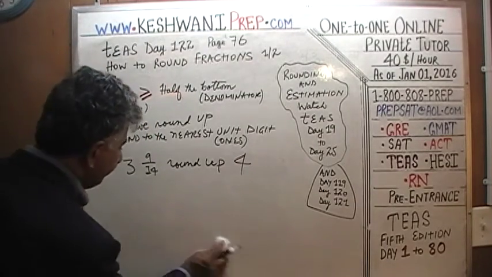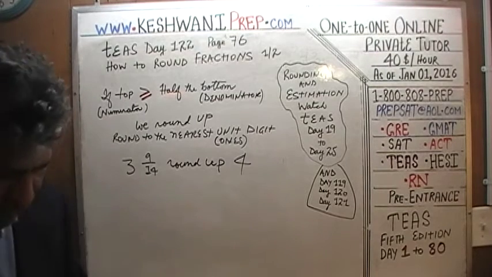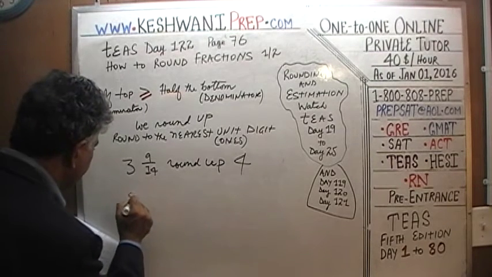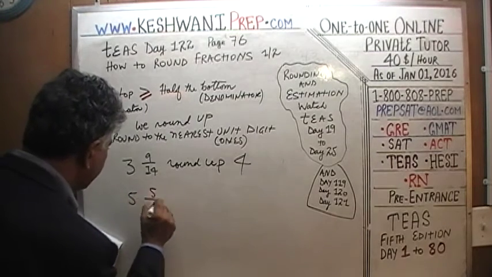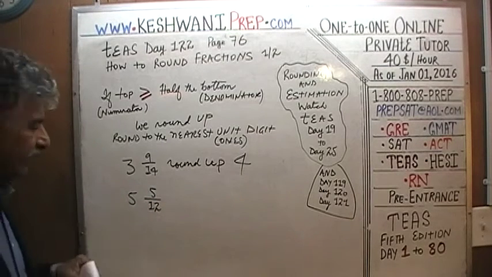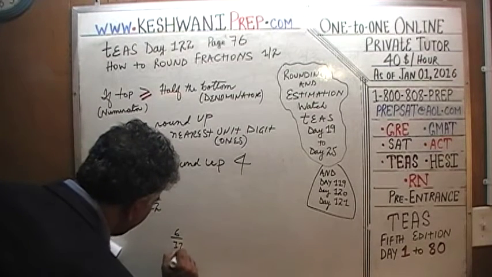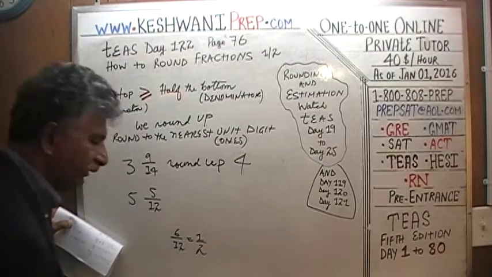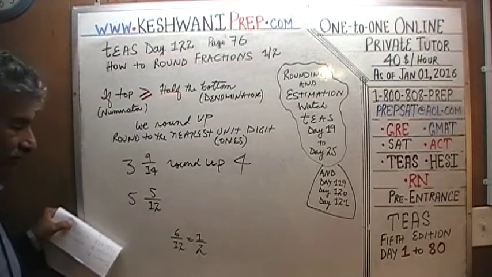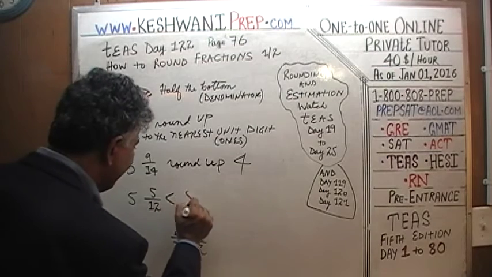Let's do one more. How about 5 and 5/12? Well, same idea. We know 6/12 is half. Therefore, 5/12 is less than half. This quantity is less than 5.5.